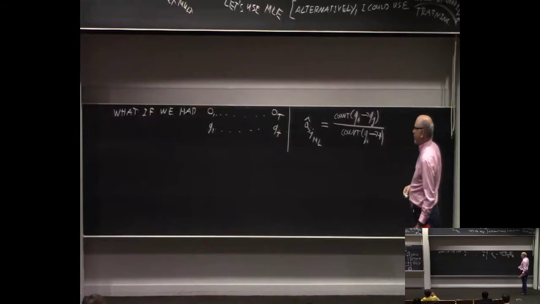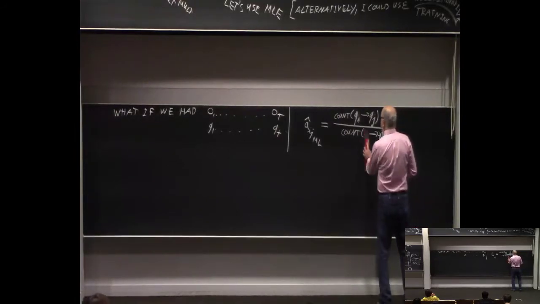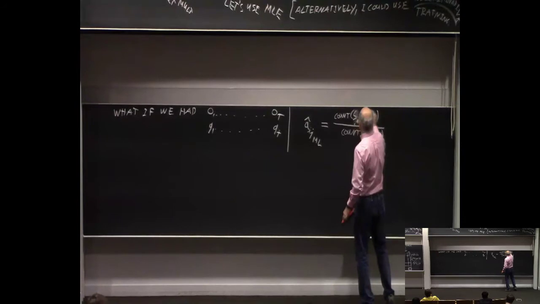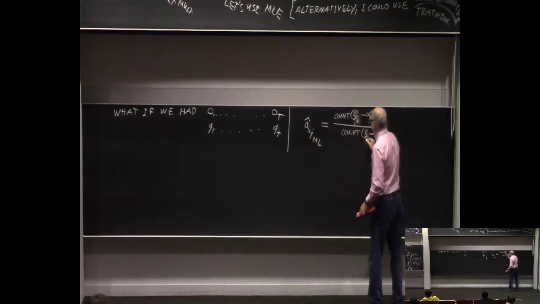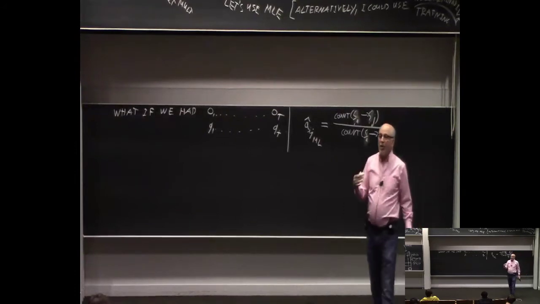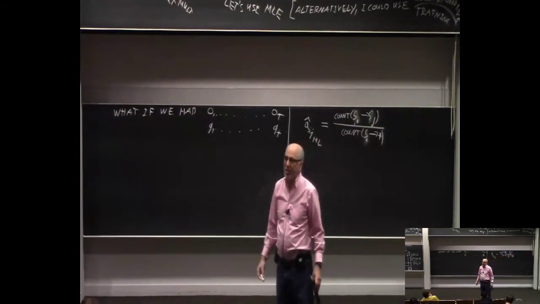I'm sorry, this is not the Q's, it's the S's, right? We're going here over states. Si transitioning into Sj versus Si transitioning into anything. So it's the relative frequency, the number of times that we were in state I, how many of them we followed up by being in state J?